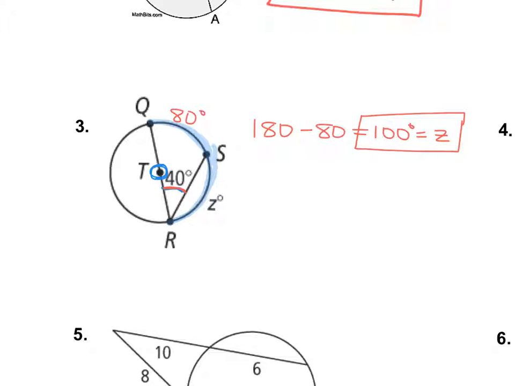Good on that? Basically, the 40 is cut in half. No, the 40 is doubled. Yeah, because the arc is always double. Well, we didn't have 80. We had the 40, right? But yes, 80, if you were at the arc and cut it in half, you would get 40.